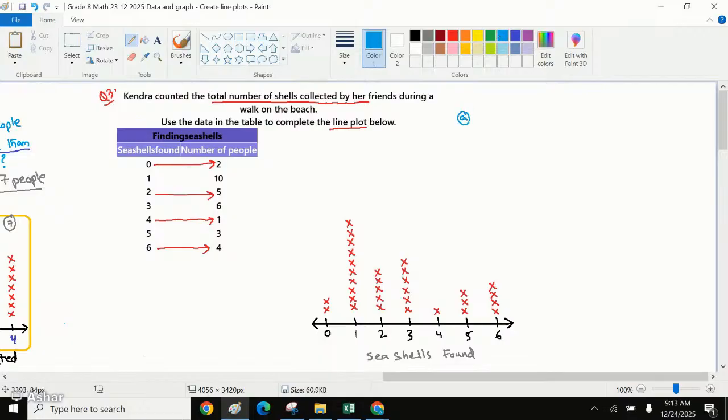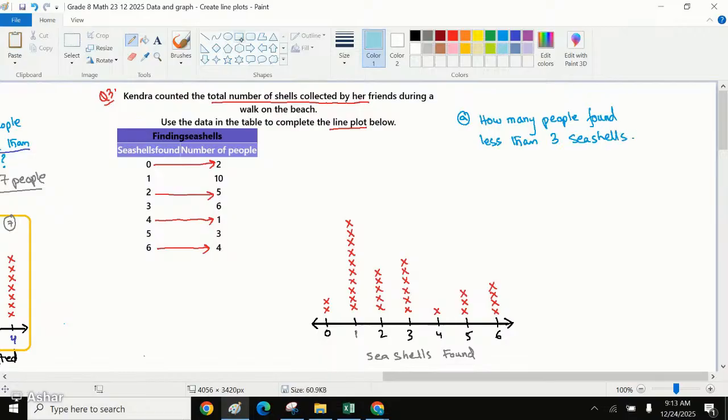Okay. The question says, how many people found less than 3 seashells? Okay, we're just improvising over here.